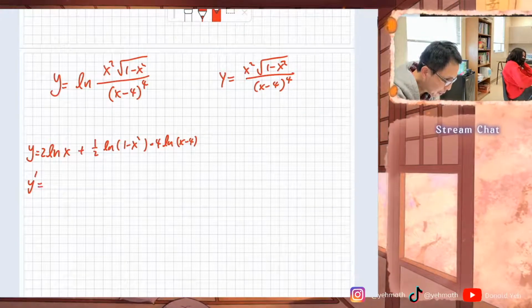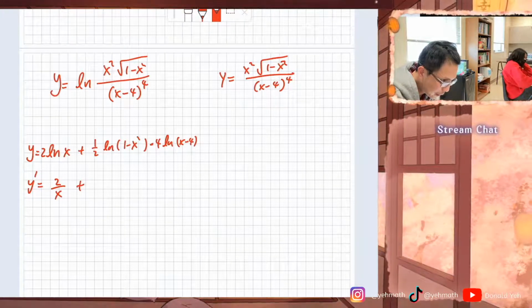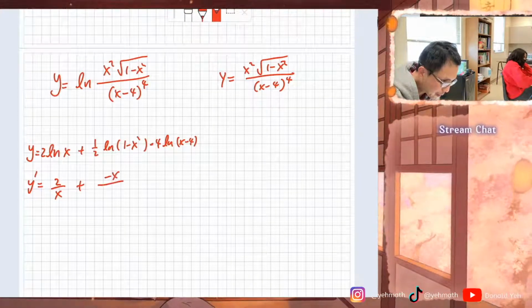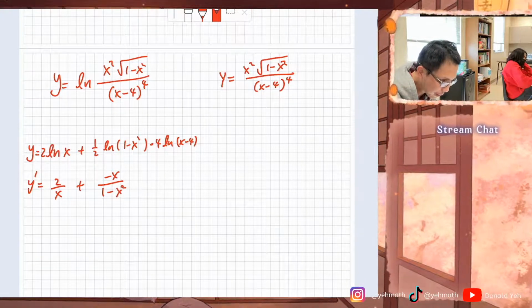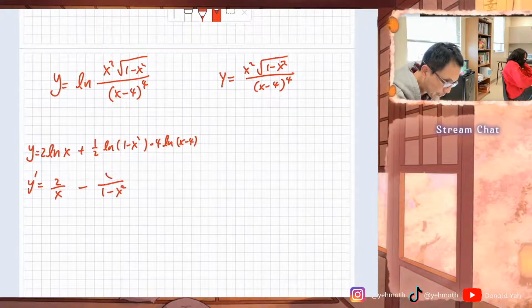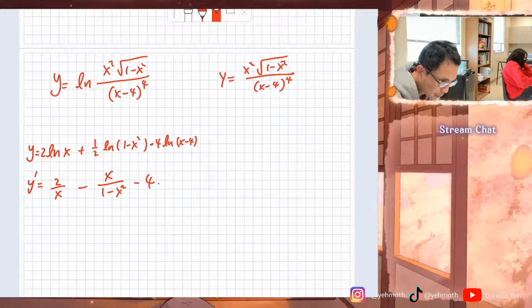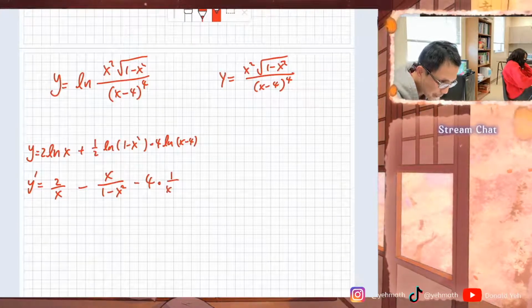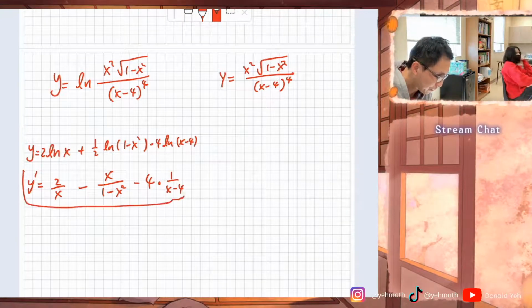Now I can take a derivative after that, so it'll be 2 over x plus this one's going to be negative x over 1 minus x squared, because the 2 and 2 is going to cancel out, and that's going to give you a negative. And minus 4 times 1 over x minus 4. So that is the final answer for this one.